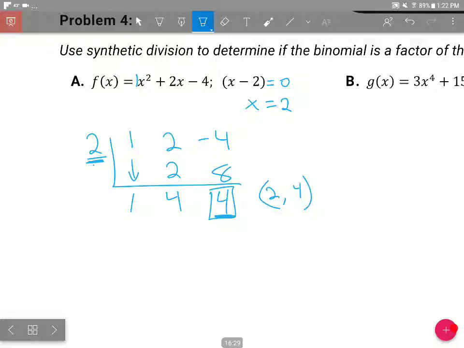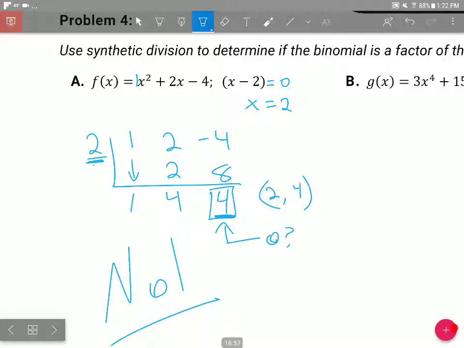What we're looking for is that 0. If it is, then yes, we have a root, because it would be at the point 2, 0. That's on the x-axis. All right? If it's not a 0, it's a legitimate point. It's just not on the x-axis. You follow me? So the answer is no. X minus 2 is not a factor. Okay?